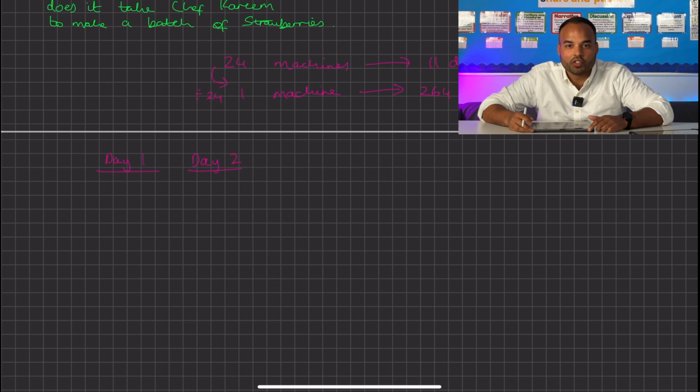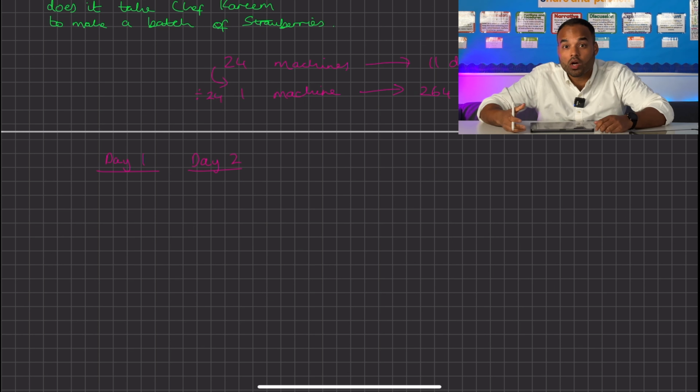As 6 machines are used on day 1, it means that you have 6 days worth of work being done on day 1. And on day 2, how many machines do we have running? We had 10 machines running on day 2. So it means that 10 days worth of work is being done on the second day, right?